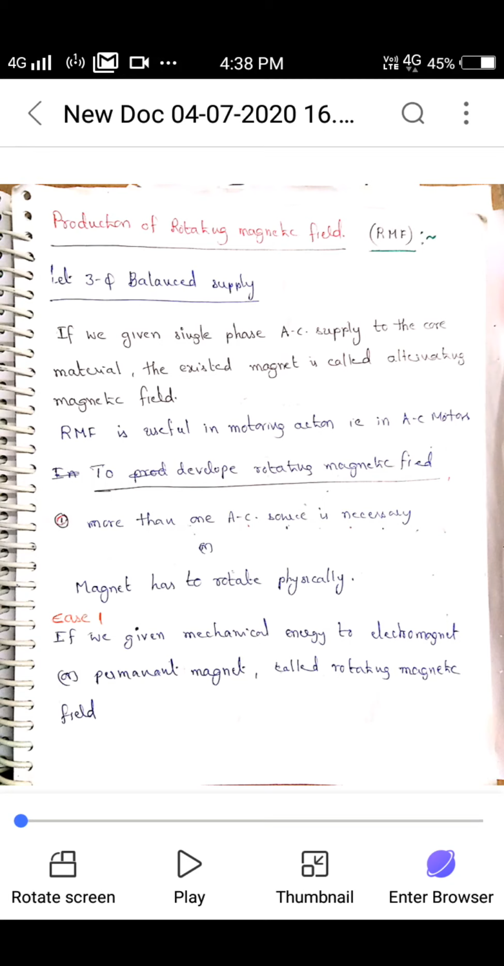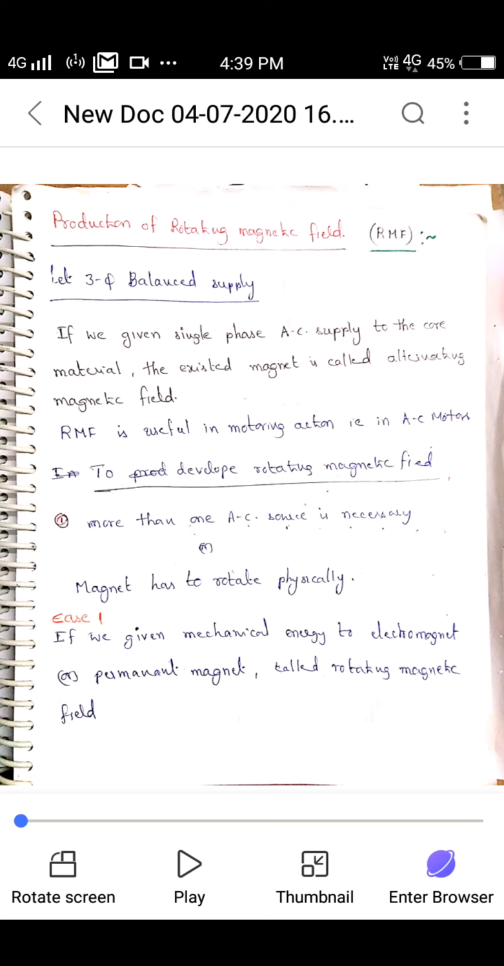You know how to prepare an electromagnet by taking an iron piece wound with wire and giving supply. If you give DC supply, a unidirectional magnet will exist. If I give AC supply, a bidirectional alternating magnetic field will exist. Means one part of the iron piece behaves as north, and in the next half cycle that part behaves as south pole. That's why poles change alternately. That's an example of an alternating magnetic field.